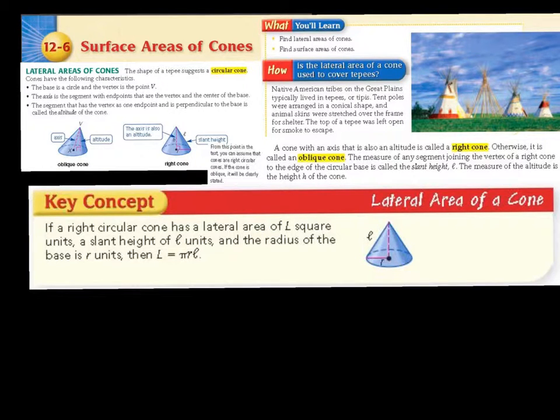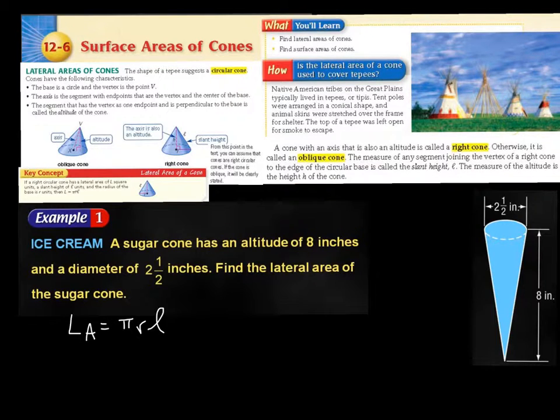If a right circular cone has a lateral area of L square units and a slant height of lowercase l units and the radius of the base r, then lateral area equals pi r l. Now there's a development for that on the bottom of page 666 in your textbook, but I thought you guys would rather get right into problems rather than taking time to do that.